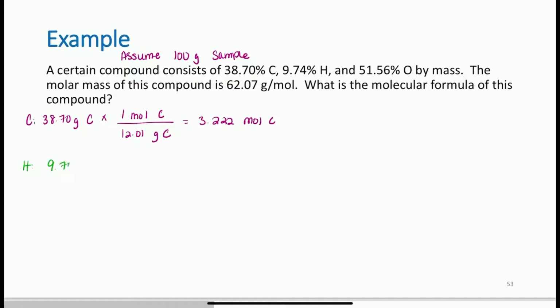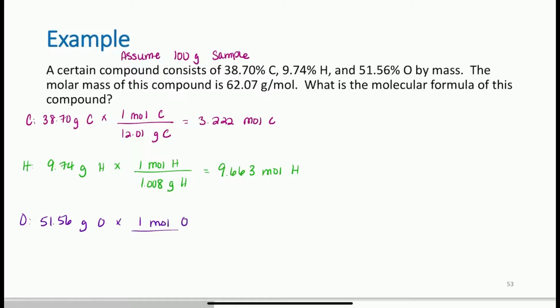Hydrogen. 9.74 grams of hydrogen. Convert that to moles of hydrogen. 1.008 grams of hydrogen per mole. Gives me 9.663 moles of hydrogen. And for oxygen, 51.56 grams of oxygen. Convert that to moles of oxygen. There's 16 grams of oxygen for every mole. Gives me 3.223 moles of oxygen.